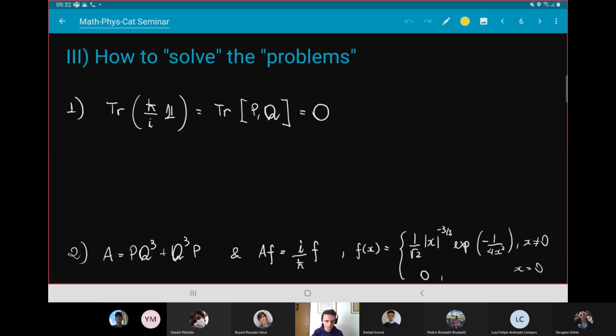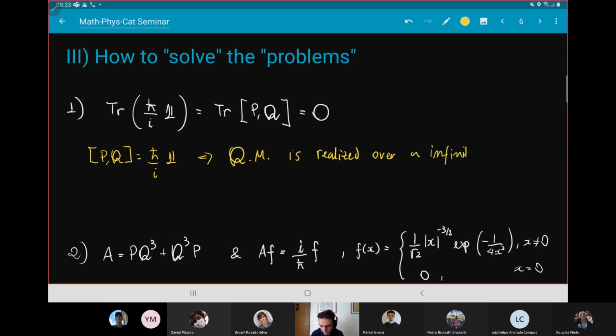The Heisenberg commutation relation is something intrinsic to quantum mechanics. This condition is strong enough for you to actually construct your theory in an infinite dimension Hilbert space. This means that quantum mechanics is realized over an infinite dimension Hilbert space, which is, you know, calligraphic H. So this is the condition.